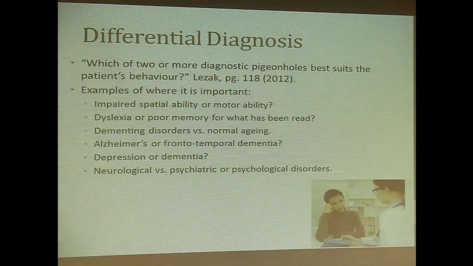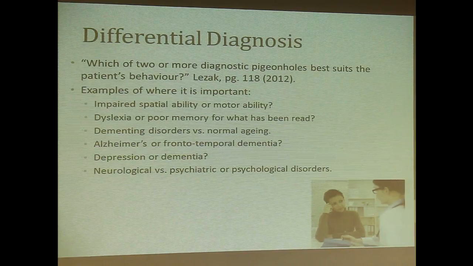Dementing disorders versus normal aging. We all know that our memories start to go and so on as we age. So what is normal and what is a dementia? Alzheimer's or frontotemporal dementia. Eventually, once Alzheimer's has progressed quite far, and once frontotemporal dementia has advanced quite far, they look very much the same. So what is the difference? Because that could depend on what medication the doctor gives them.